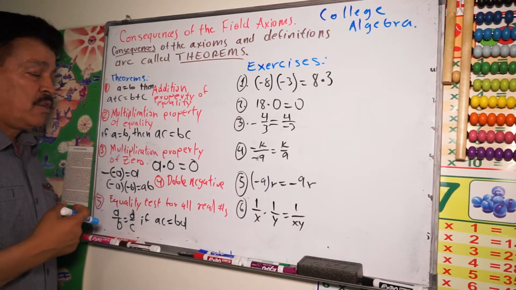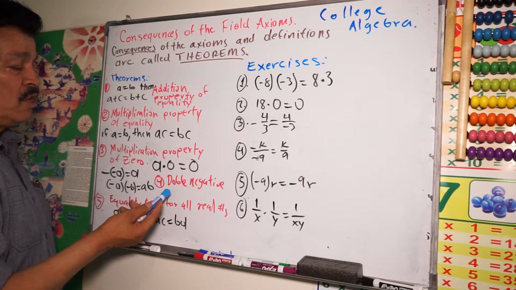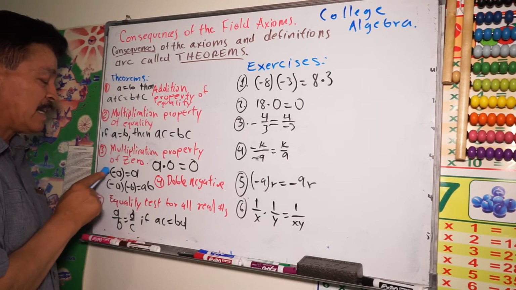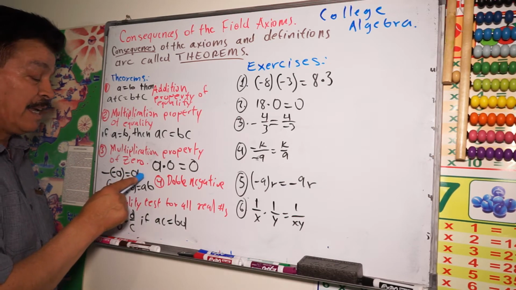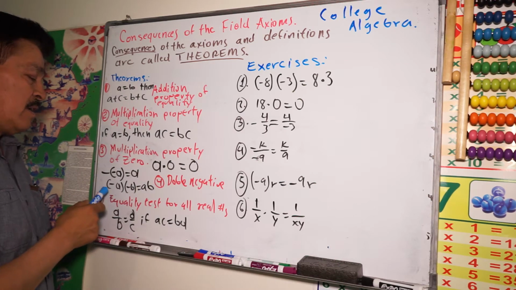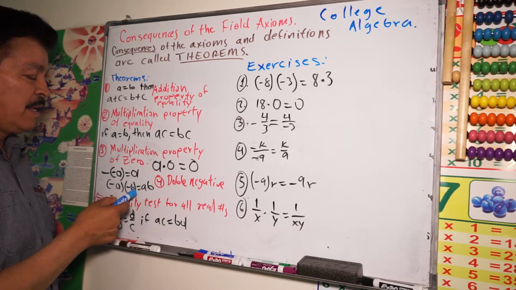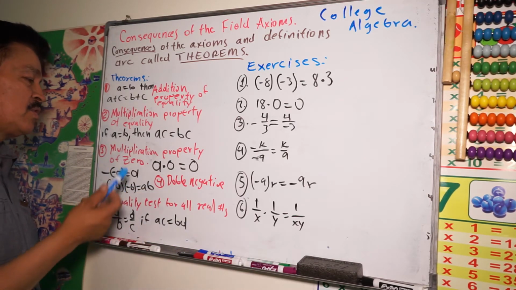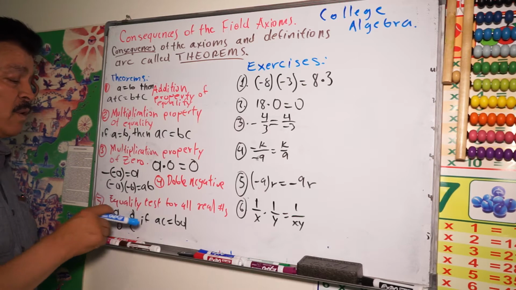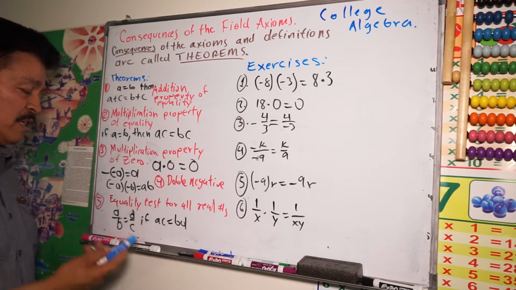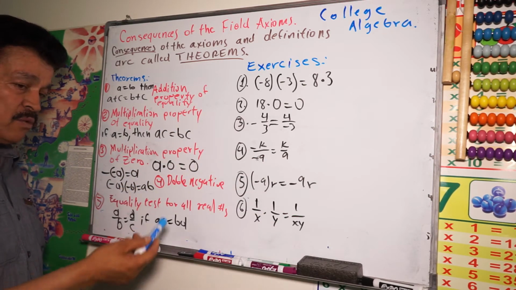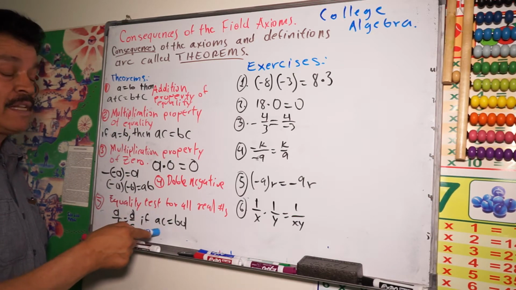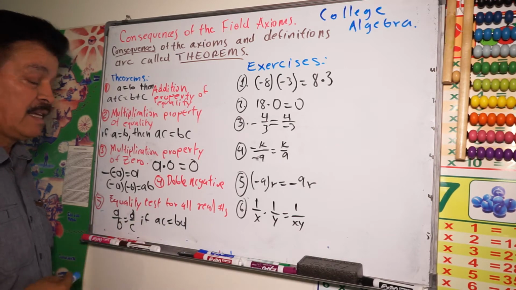Another theorem, number 4, is the double negative. The double negative is when you multiply, for example, negative times negative a, which is going to be a positive a. You multiply negative a times negative b, and the answer is going to be positive ab. That's theorem number 4. Theorem number 5 is the equality test for all real numbers: a divided by b equals d divided by c, if a times c equals b times d.